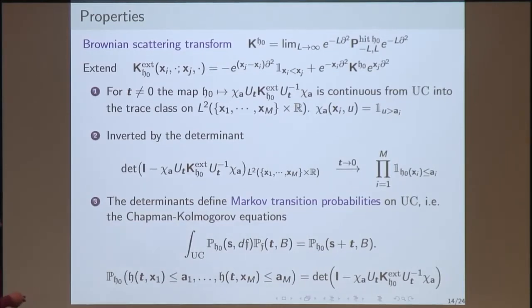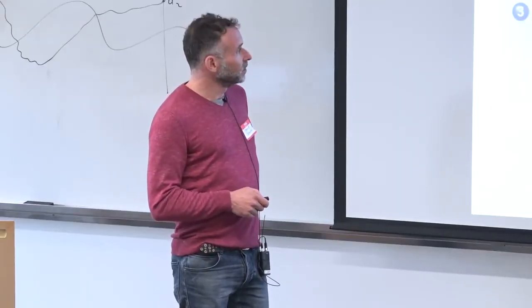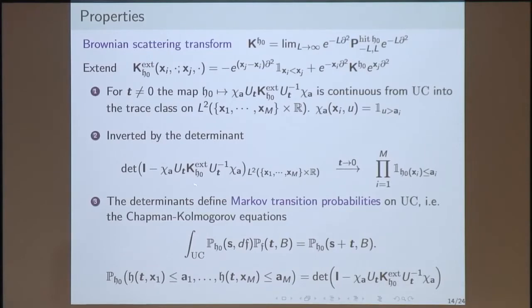So that's, of course, quite amazing, given that you were solving backward heat equations all over the place. The Brownian scattering transform is invertible by determinants. So as you take t to 0, this thing just recovers your function. Well, actually, 2 is contained in 3.